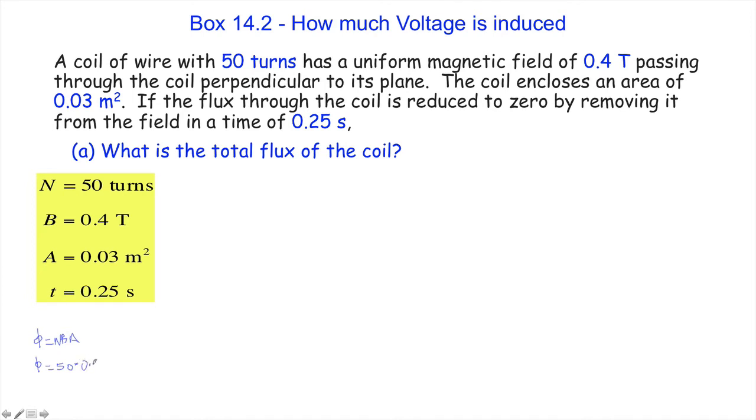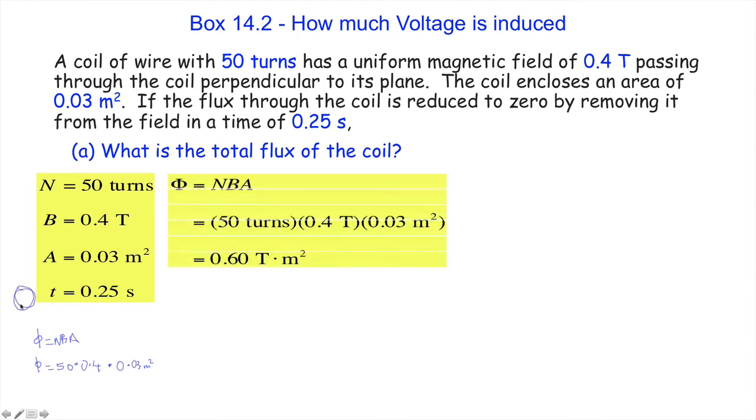Phi equals, n is 50, B is 0.4, and the area of the coil is 0.03 meters squared. Okay, it can be squared, it can be any kind of shape, but it says a coil, therefore some kind of circular thing. So you multiply that, then the answer is this.